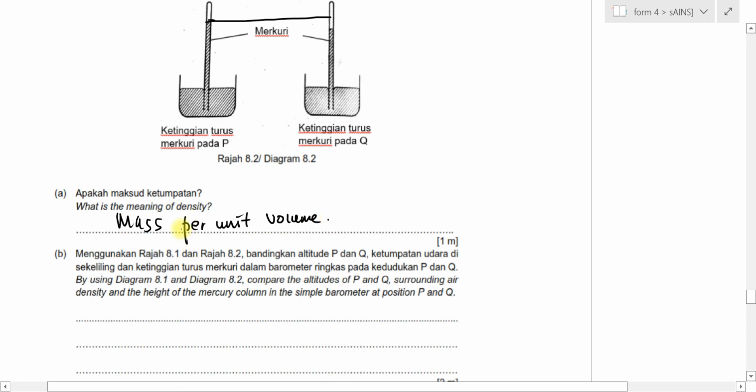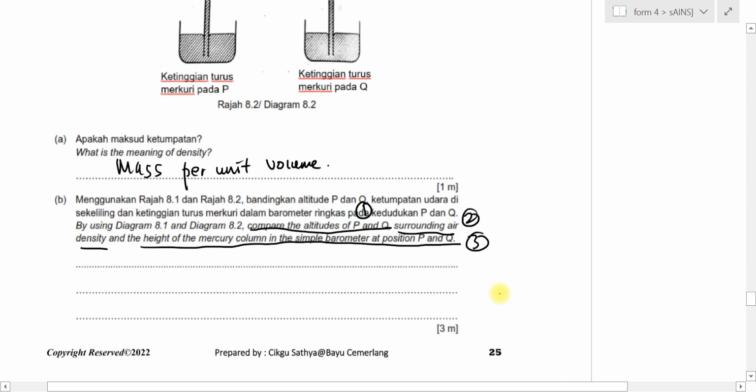Next question. By using diagram 8.1 and 8.2, compare the altitude, surrounding air density, height of the mercury column in the simple barometer of position P and Q. So, got 3 points, so 3 marks. First one, you need to tell about the altitude. Q is higher. So altitude at Q is higher than P. You can write in point form, doesn't matter.